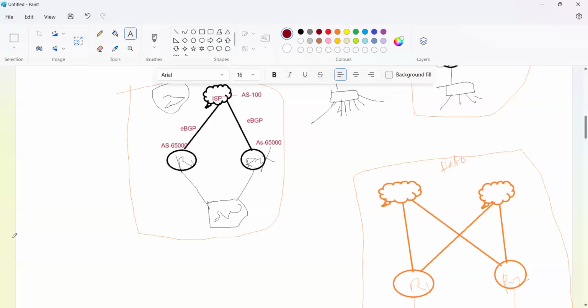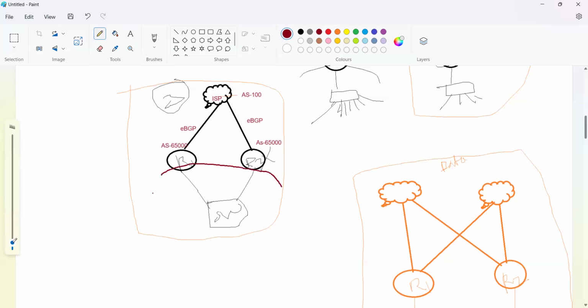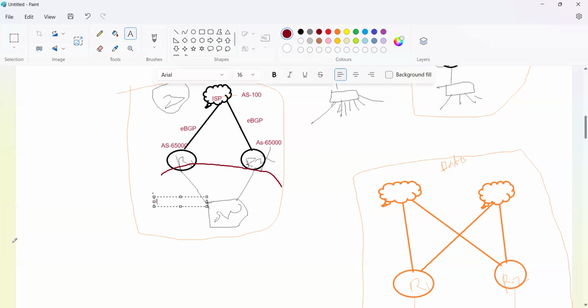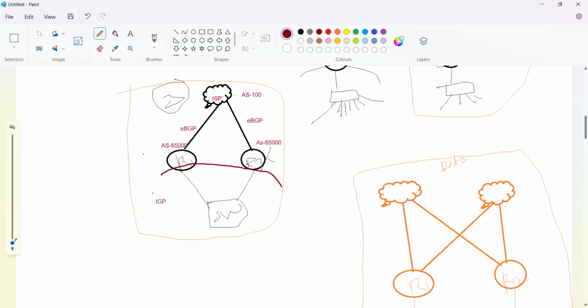So what about these LAN prefixes? In these LAN prefixes, we'll use an IGP protocol, any IGP protocol. Then this IGP protocol will be redistributed into the BGP protocol. What is redistribution? Redistribution is a method to transfer the prefixes, IGP to BGP, BGP to IGP. We are just transferring.